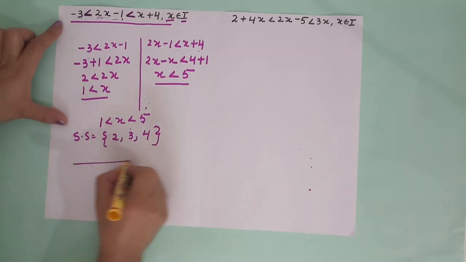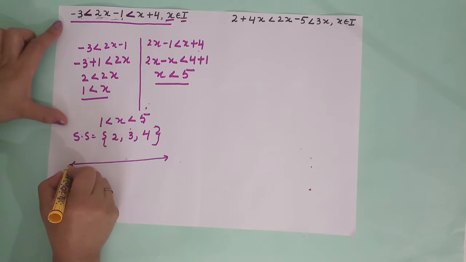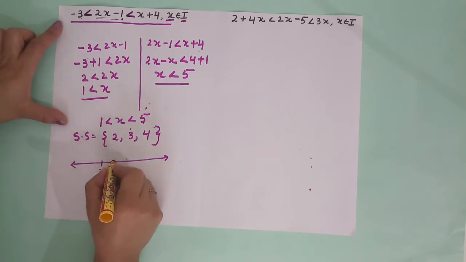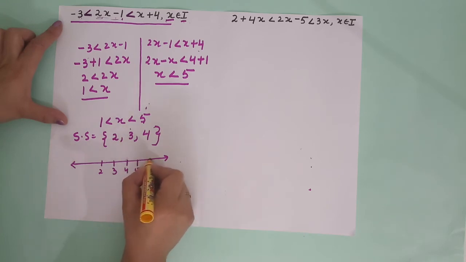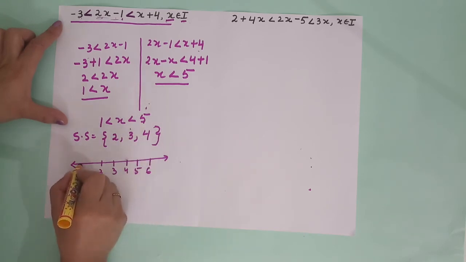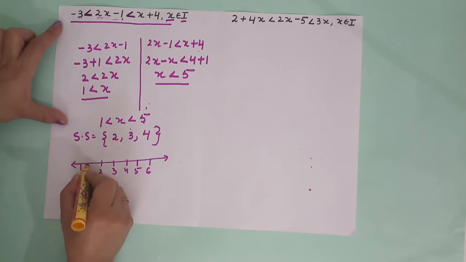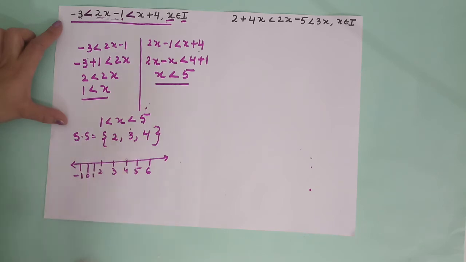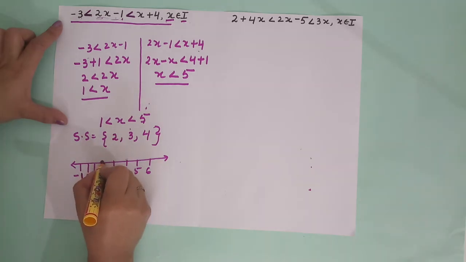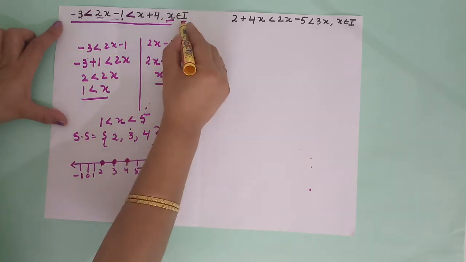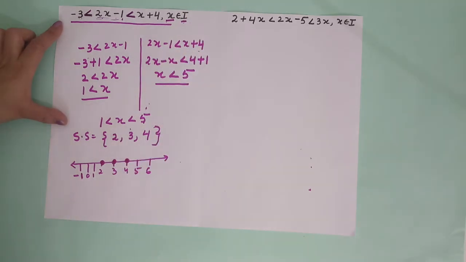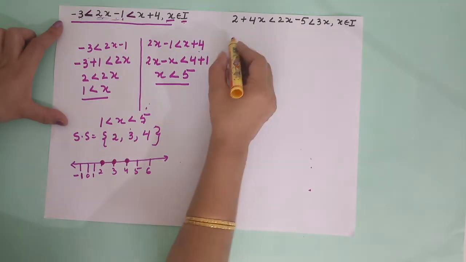Now, I know how to represent it on a number line. Simple. Place 2, 3, 4 in the middle, then 2 more numbers after 4, 5 and 6, and 2 more numbers before. Go to 2, 3 and 4. Place the dark circles because this is included. This falls in the category of included. Right?